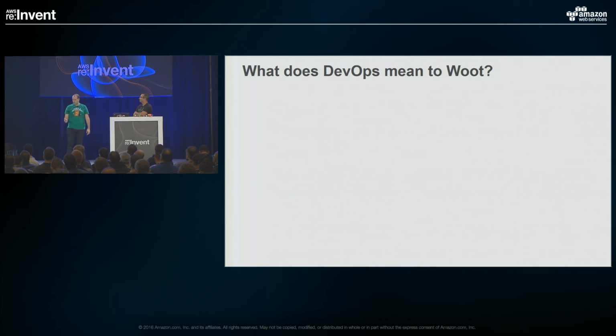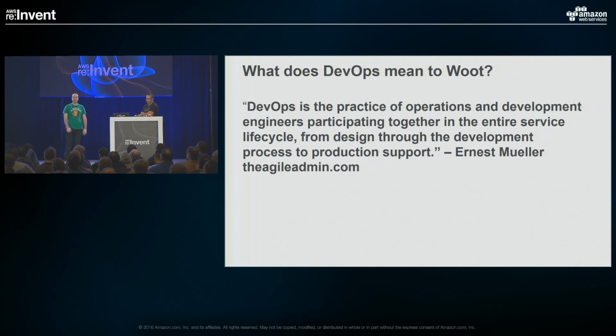So let's move on to how Woot does DevOps. DevOps is kind of a broad term. A lot of people use it for a lot of different things. And so I wanted to say, what does it mean to Woot? Found this quote from Ernest Mueller. He's running a blog called the Agile Admin. They focus a lot on DevOps.